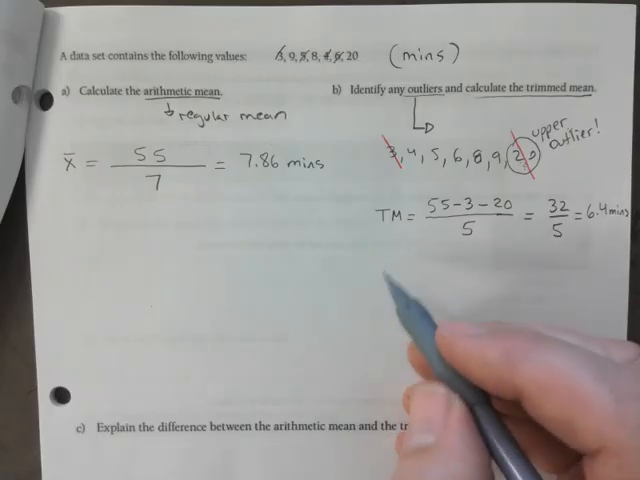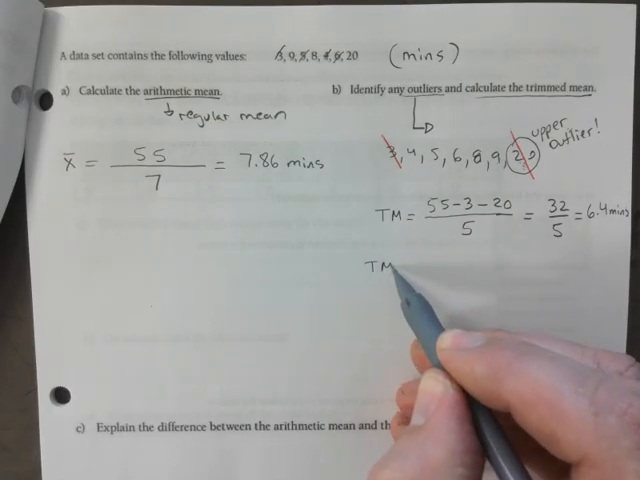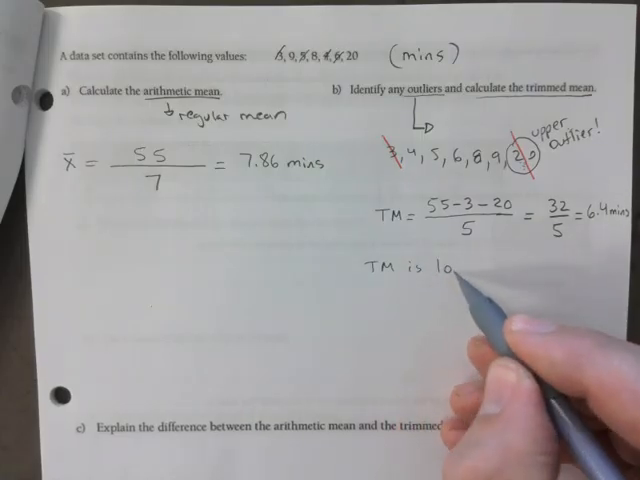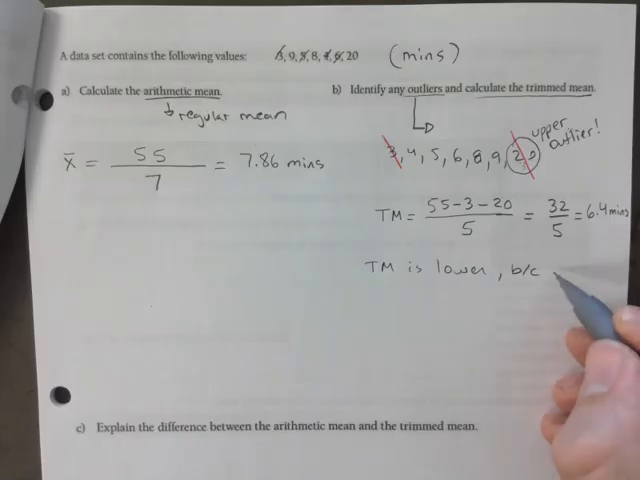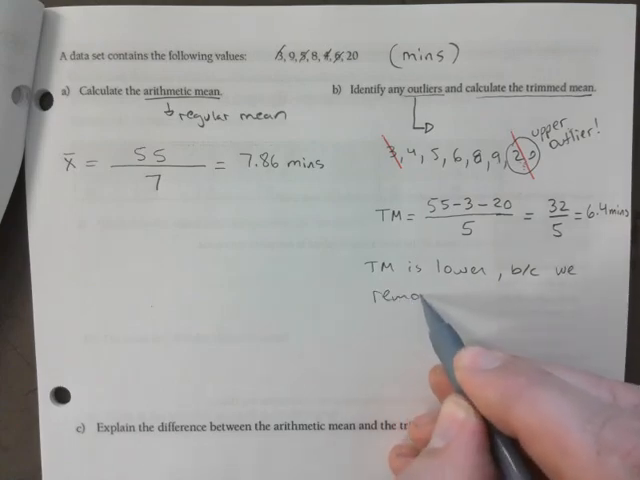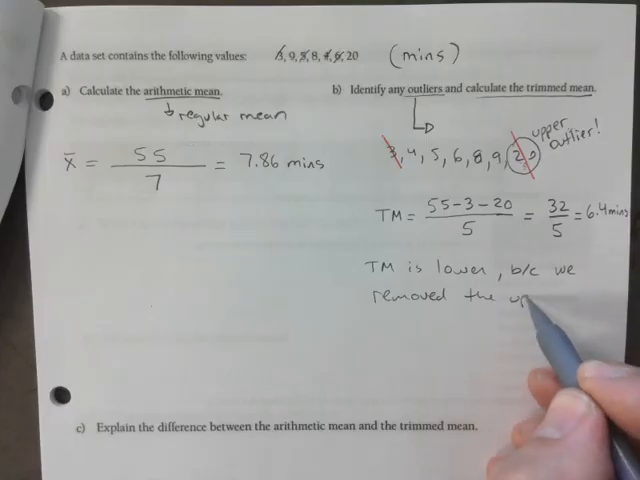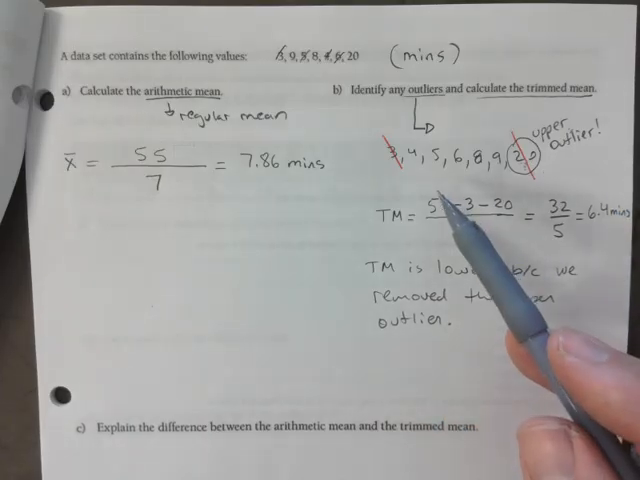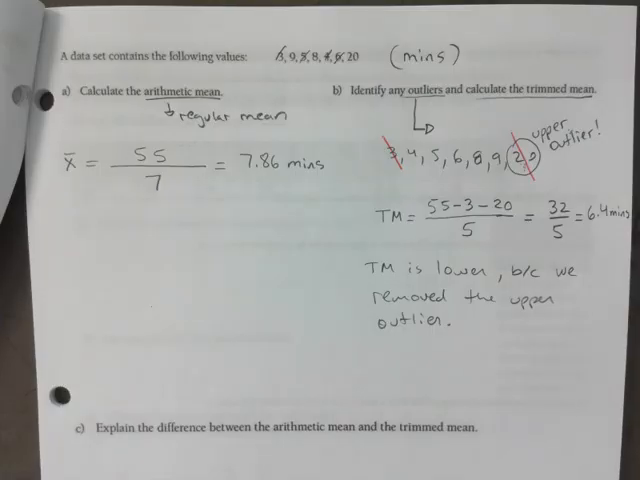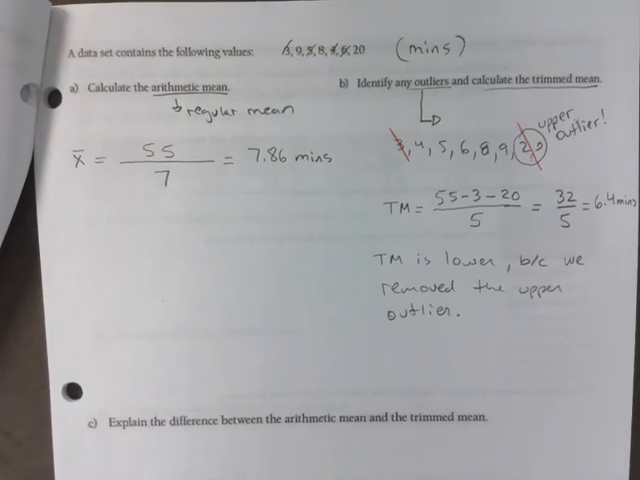Okay, so the trimmed mean is lower because we removed the upper outlier. Yes, I know what you're saying, Mr. Erickson. We also removed the lower one, but the lower one was not an outlier. This one was. So when you remove an outlier that is an upper one, then you expect the mean to go down, okay? Explain the difference.